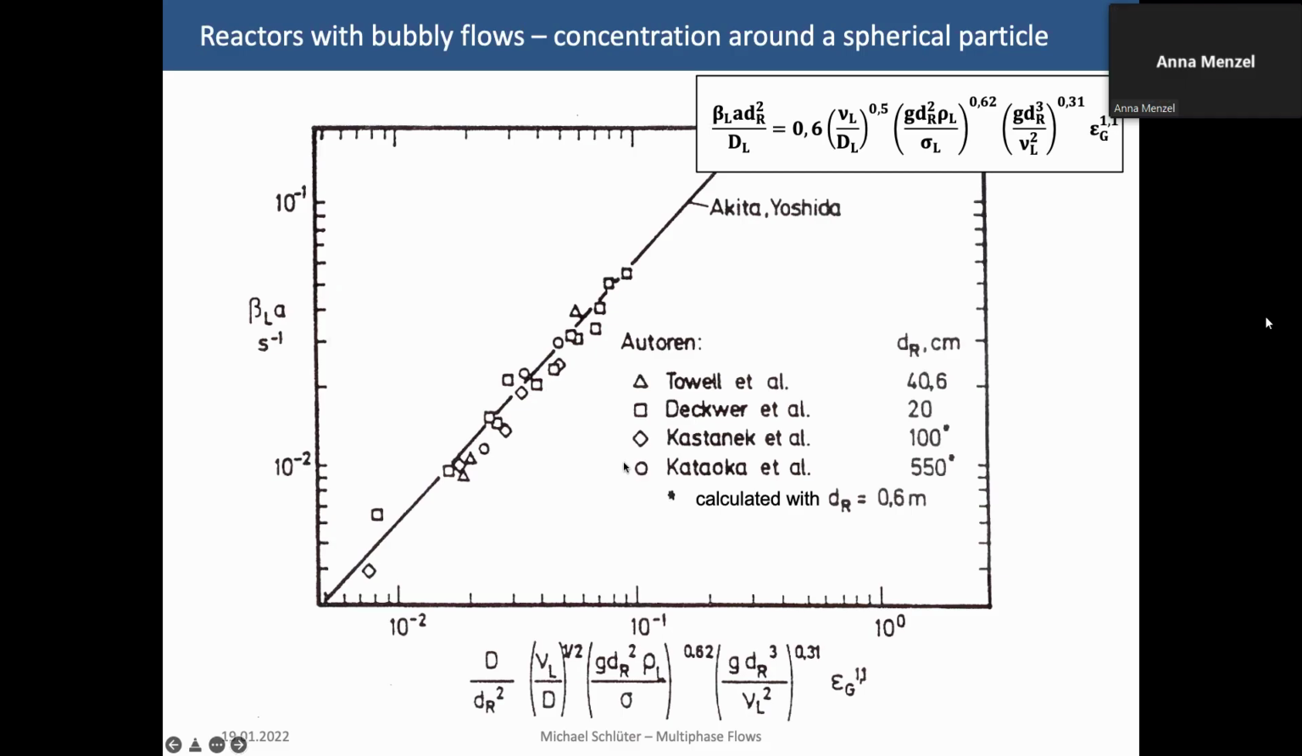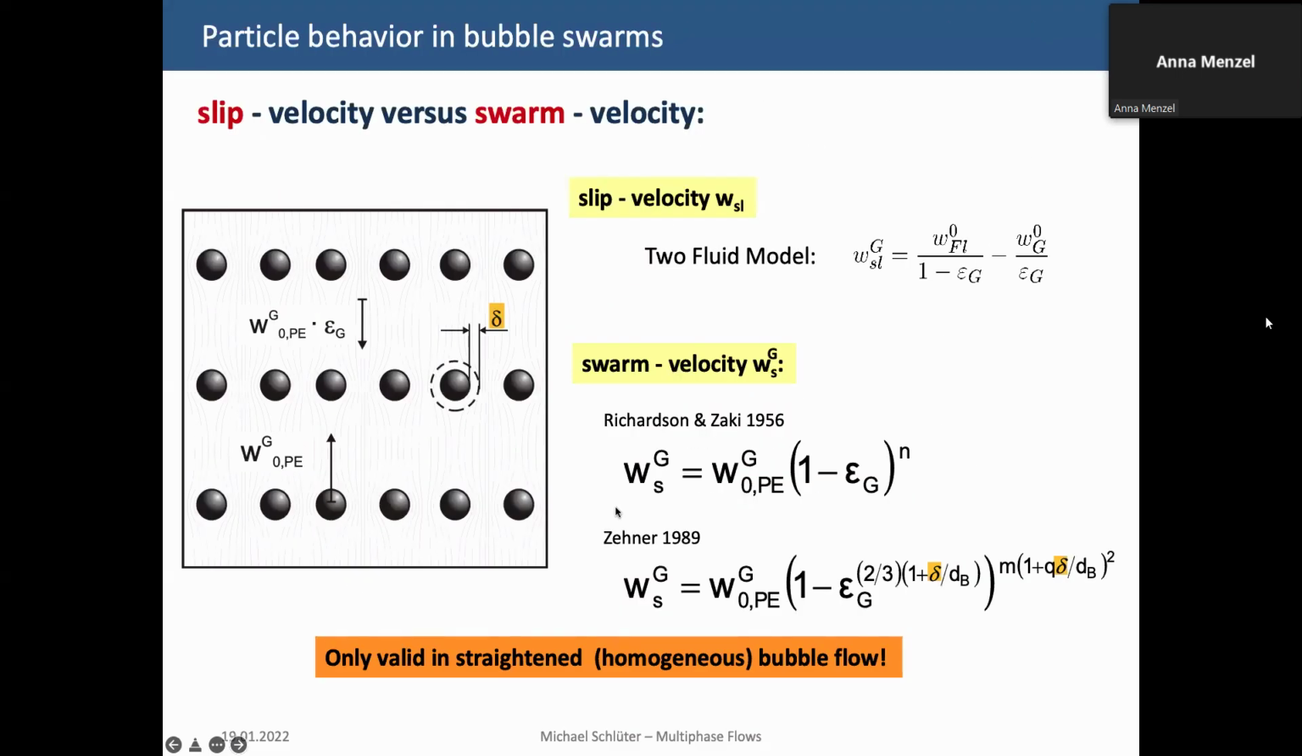I have a question. Can you just explain the indices on the Richardson and Zaki correlation once more? Yes, of course. You mean these indices here, right? Yes. Yes. Right. I'm sorry, it's a little bit confusing. Thank you for mentioning that.